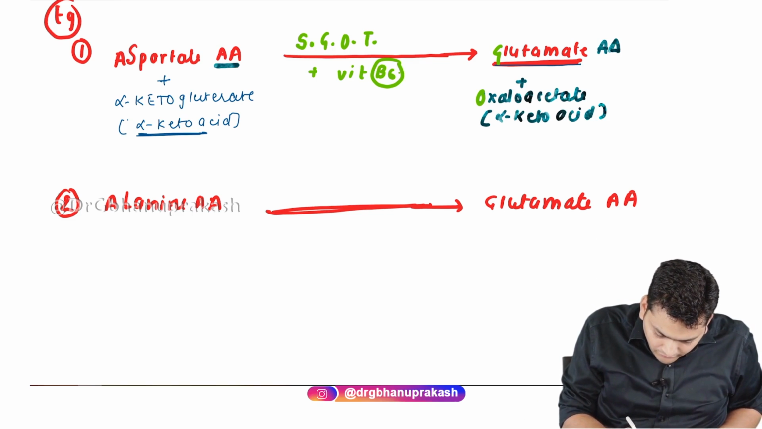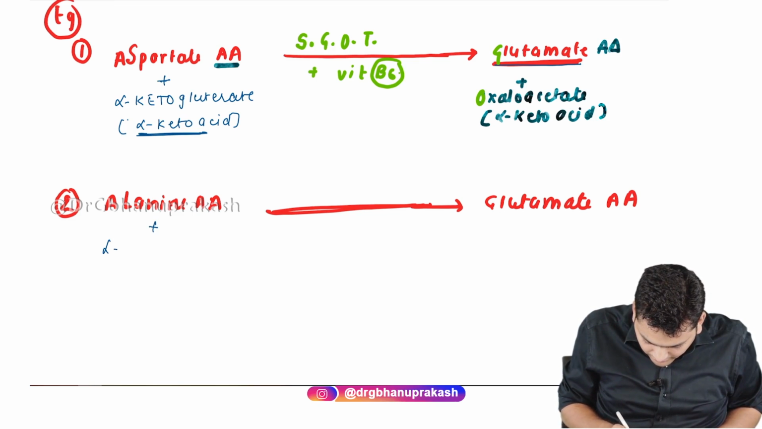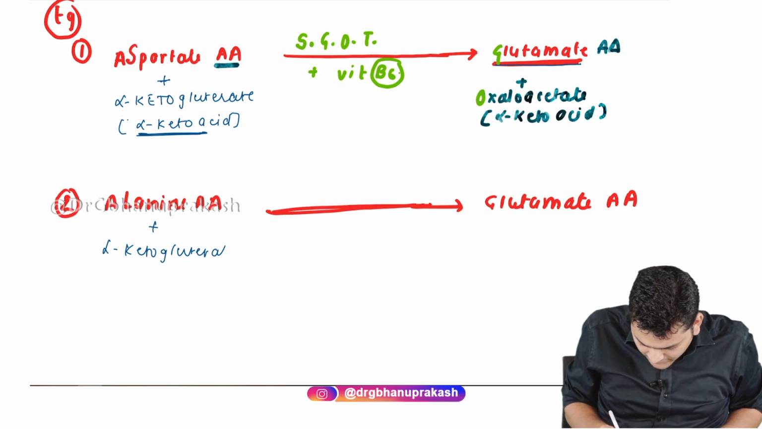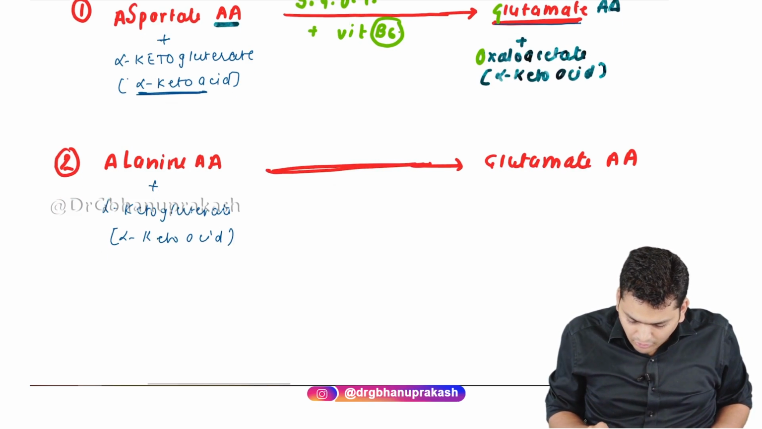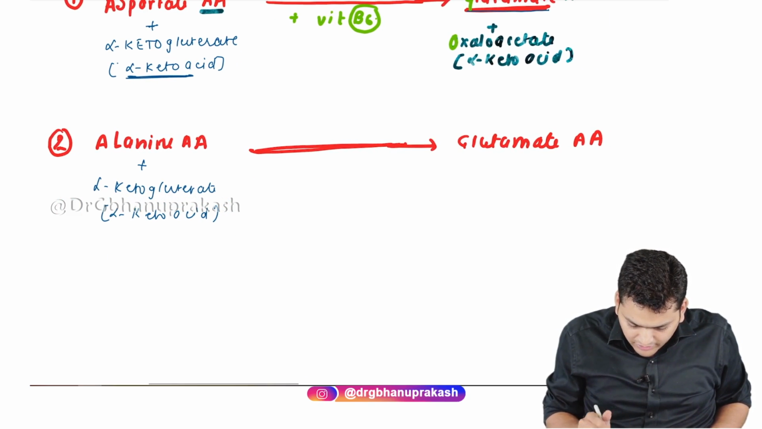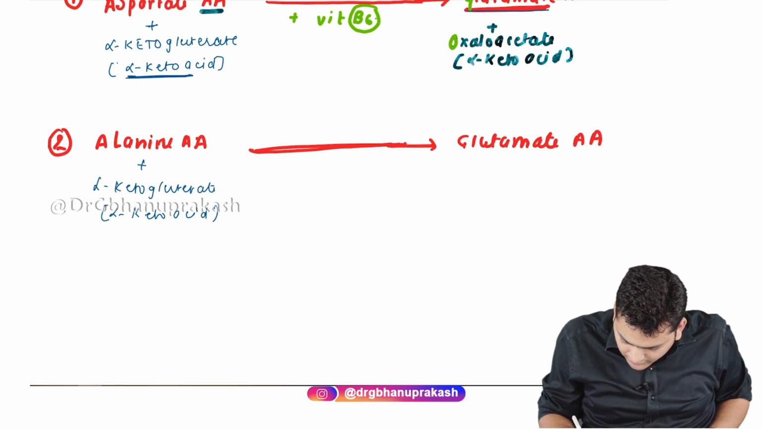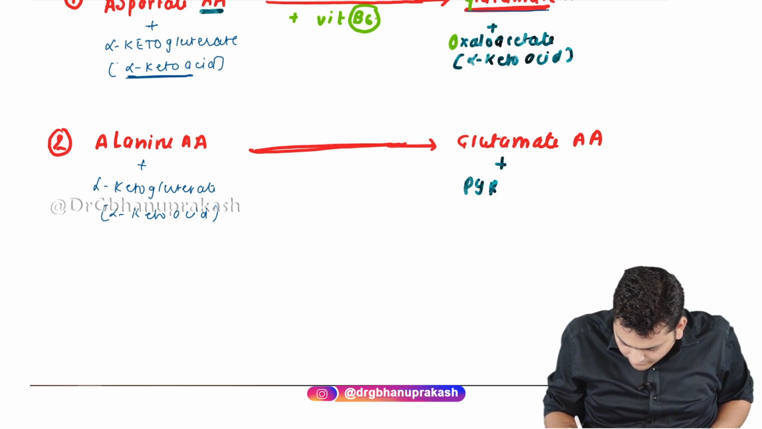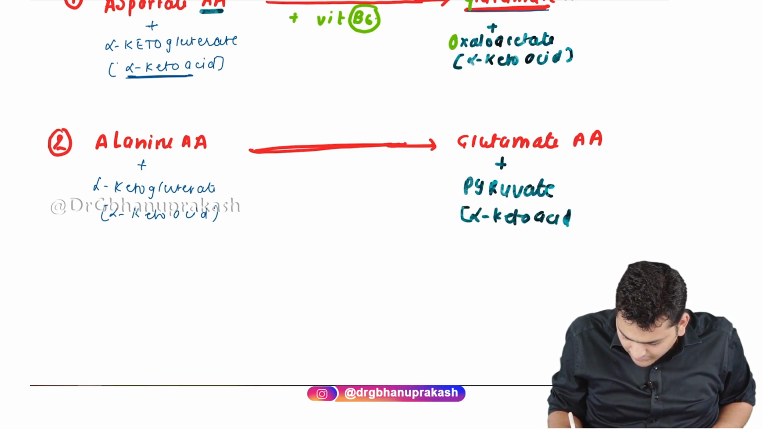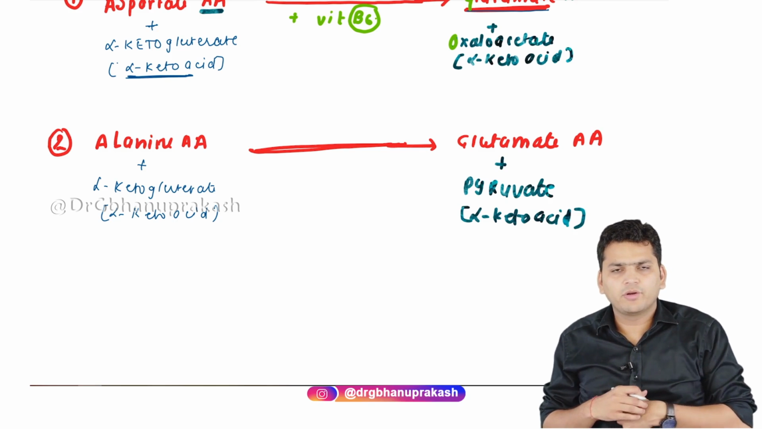Again, we are going to require alpha keto acid for the same. We are going to require the alpha ketoglutarate, that is alpha keto acid. And as a product, again, we are going to get the glutamate along with pyruvate. The pyruvate is going to be a byproduct, and that is also alpha keto acid. That also belongs to the family of alpha keto acid. So you are going to get pyruvate.